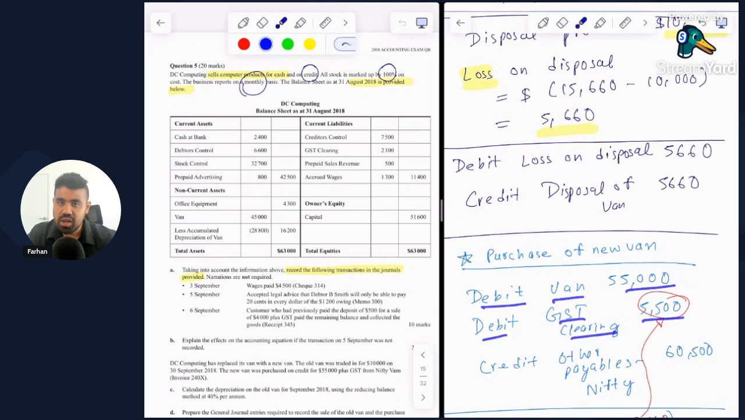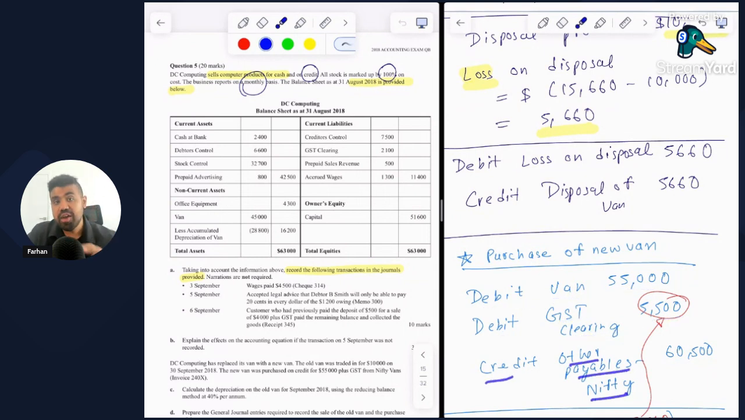By default, GST clearing is a liability account. So if we expect to make any GST payments or we have made any GST payments, that reduces our obligation, therefore it decreases the liability, and that's why we would record it on the debit side of the GST clearing account, right? So that is why we're debiting GST clearing by $5,500.